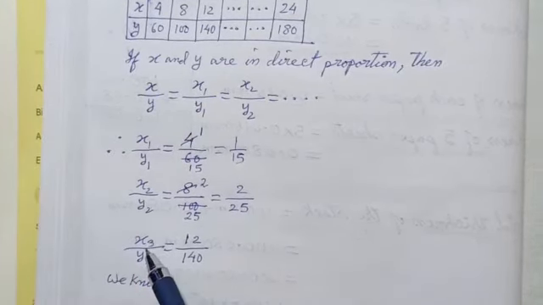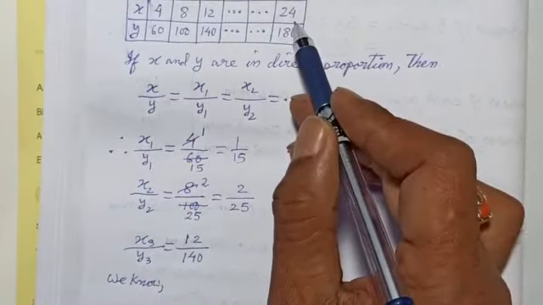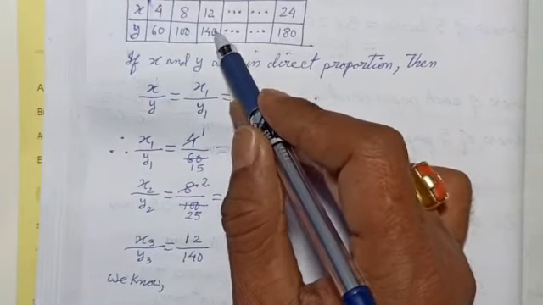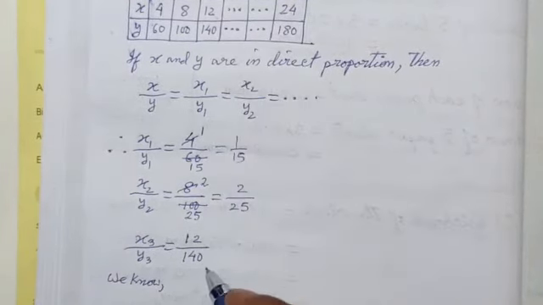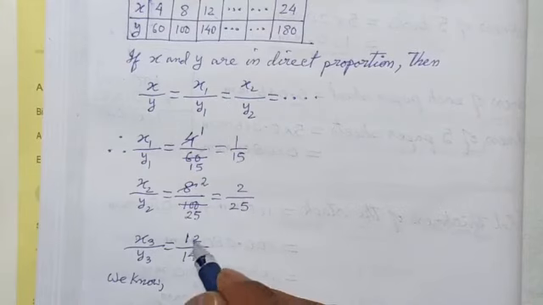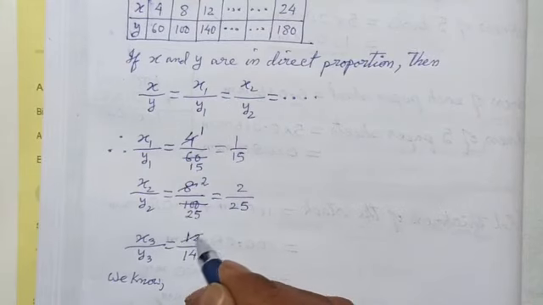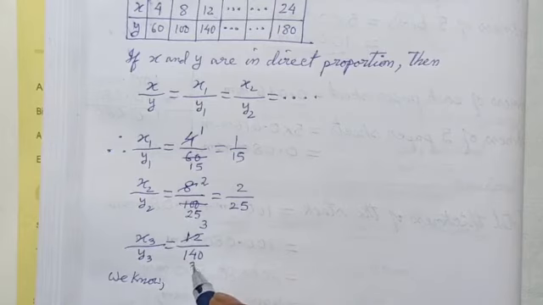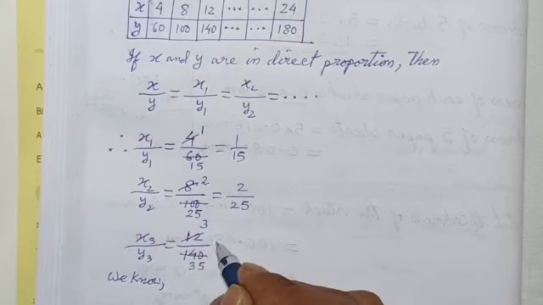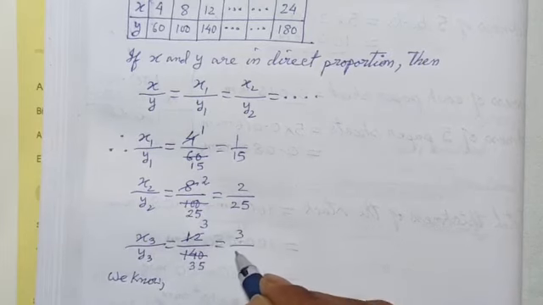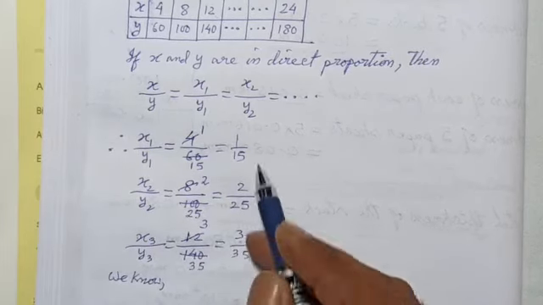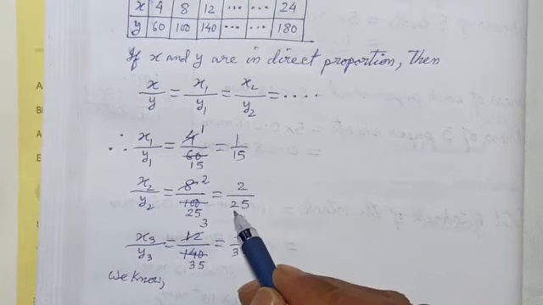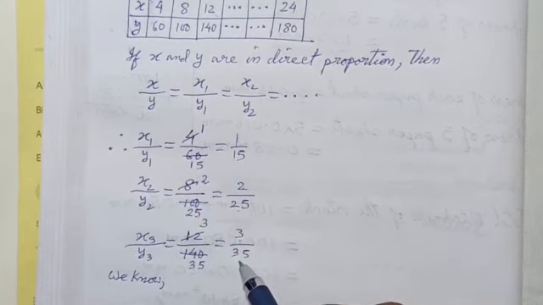Next, x3 by y3, that is 12 by 140. We can divide 12 and 140 by 4. 12 divided by 4 is 3, and 140 divided by 4 is 35. So 3 by 35. And we see that 1 by 15 is not equal to 2 by 25 and 3 by 35.